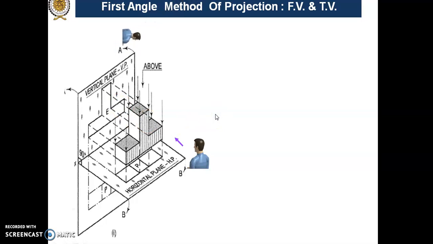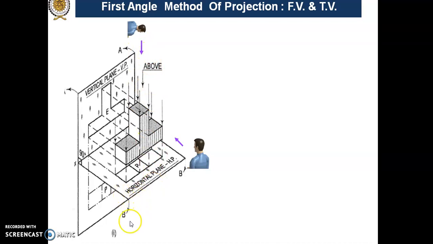Now assume that the object is viewed from the top and the projectors are drawn from the various points on the contour of the object so as to meet the horizontal plane as shown in the figure. The image formed by joining in correct sequence the points at which these lines meet the horizontal plane is called the top view or plan.